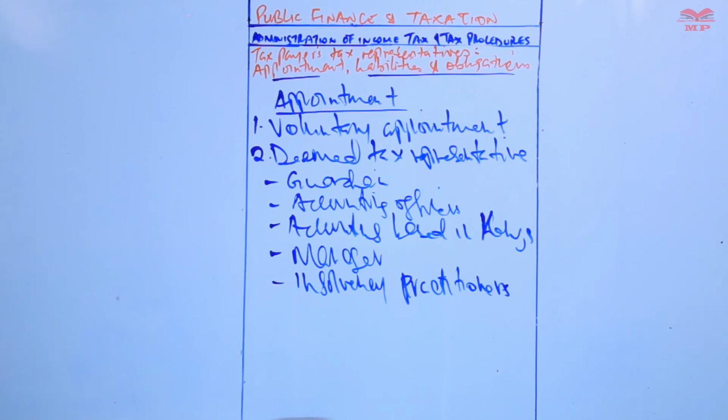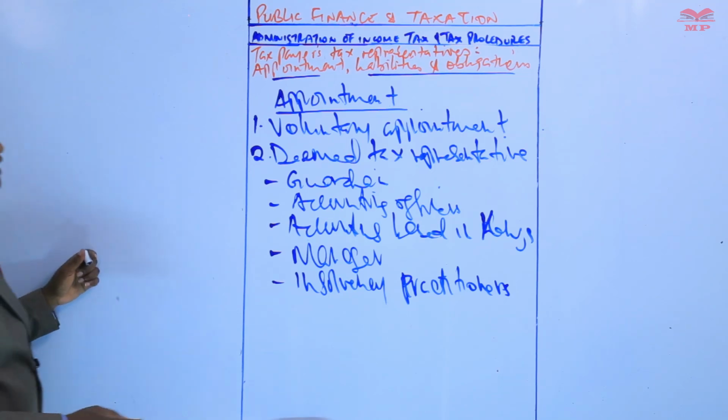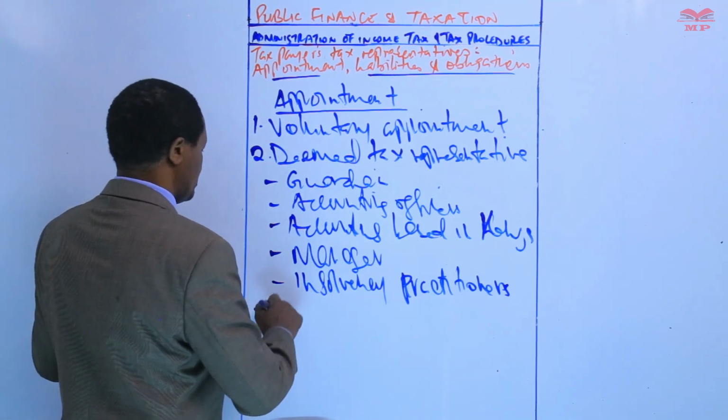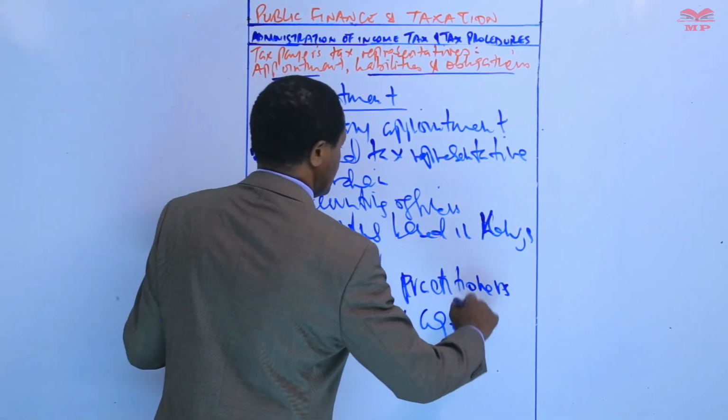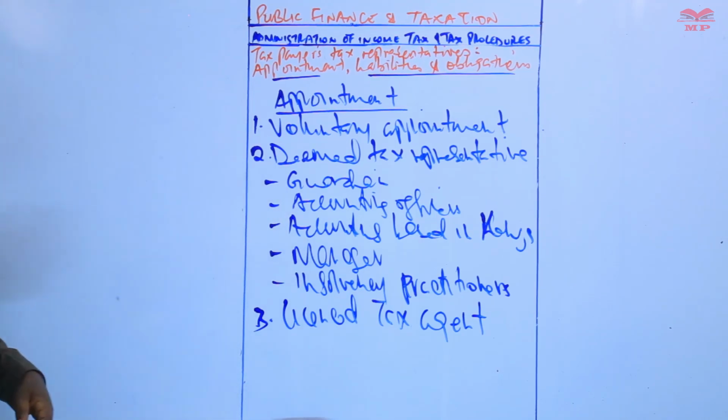We want to move on to the tax liabilities and obligations. Before that, there is what we call a licensed tax agent. While related, a tax agent is a specific category of tax representative who is licensed by the commissioner under Section 20 of the Tax Procedures Act.